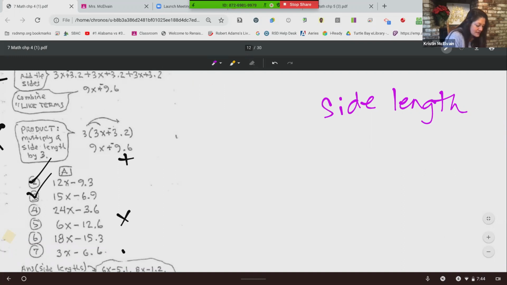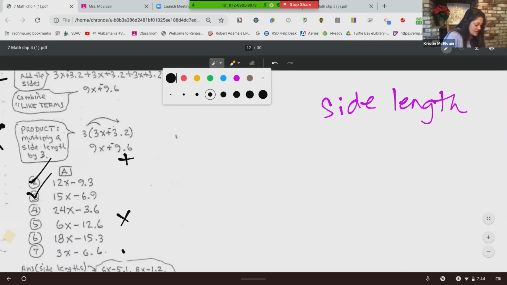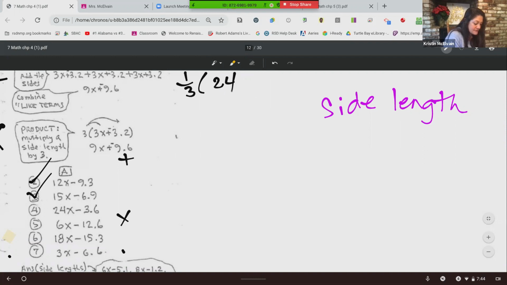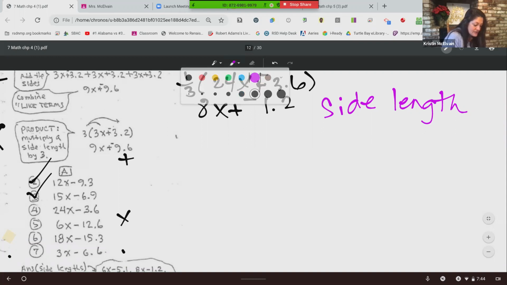Purple side length. All right. Number 4 gives us 24. We're going to do 1/3 times 24x minus 3.6. Make that to add the opposite. So that gives us 8x plus a negative 1.2. All right, and that is our side length.